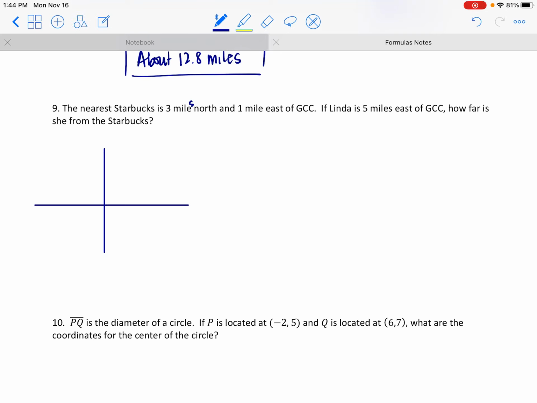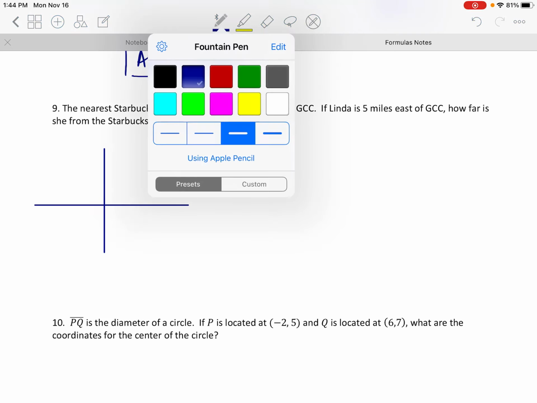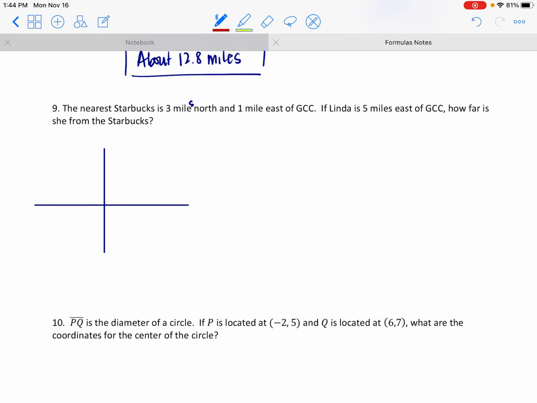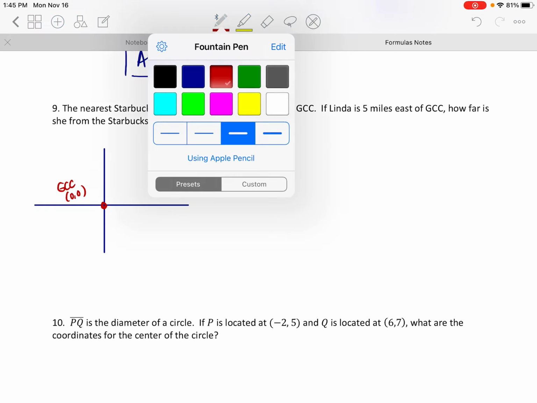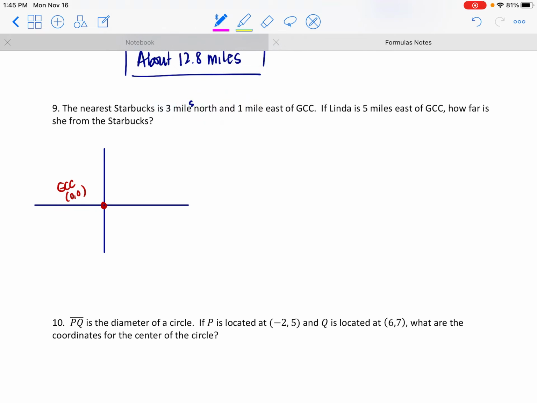And let's go ahead and make GCC the epicenter of this graph, okay? So let's say GCC is the epicenter at 0, 0, because everything is in reference to GCC, right? So like when you're plotting points on a graph and you say the coordinates at 2, 3, 2, 3 is in reference to the origin, which is 0, 0. Okay, so let's put GCC at 0, 0. And then let's plot Starbucks. So Starbucks is, remember, this is north, south, west, east.